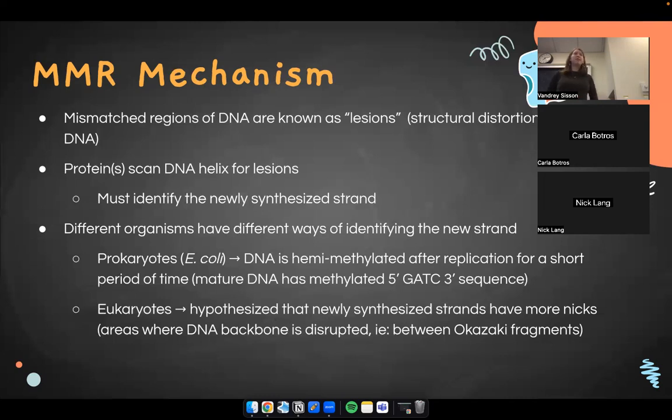In eukaryotes, we're not fully sure, but the hypothesis is that the new strand has more nicks because of Okazaki fragments, so that might be how it recognizes the difference between the new and the parent.